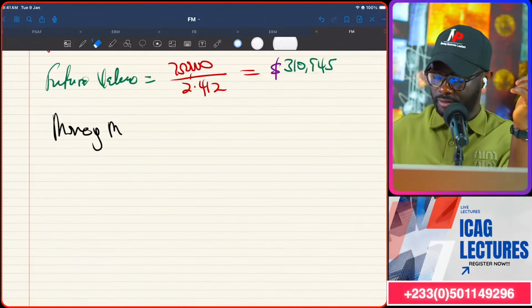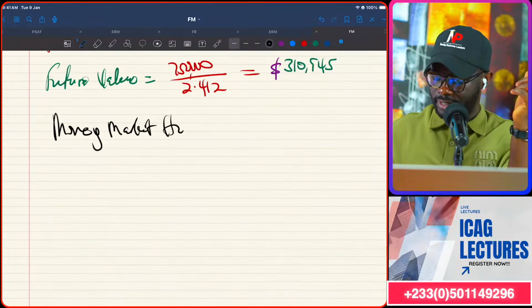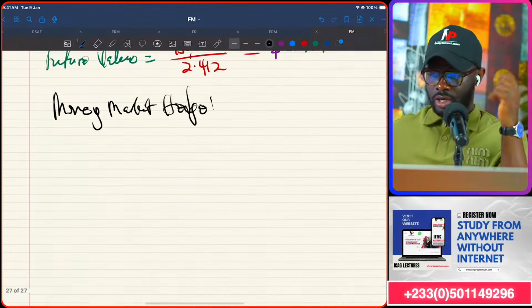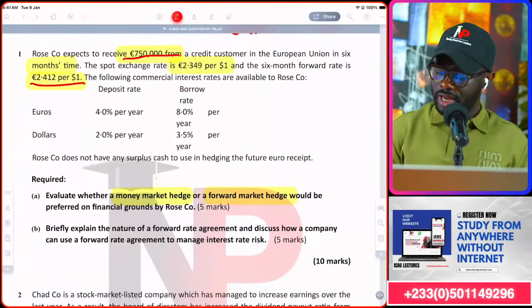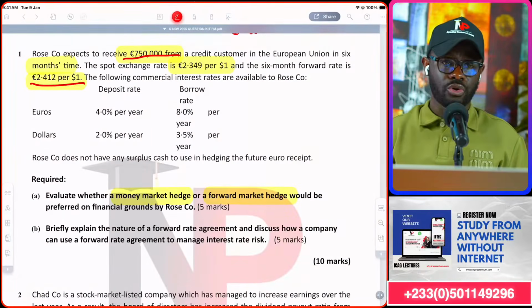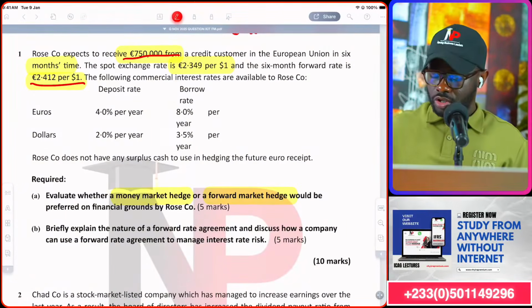So money market hedge. So let's see. The following commercial interest rates are available to Roscoe. Okay. So euro is going to be this.